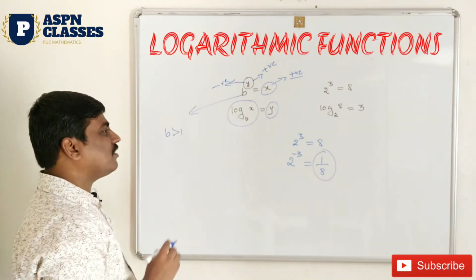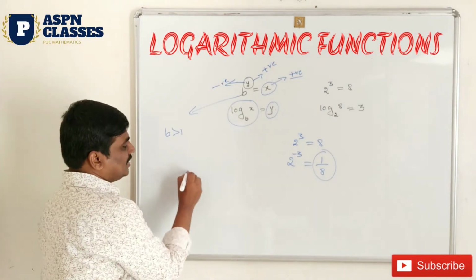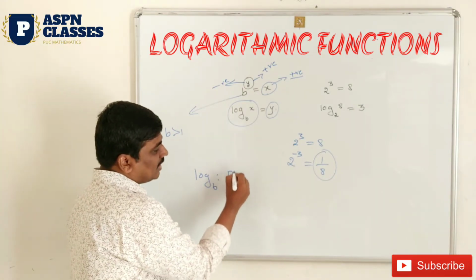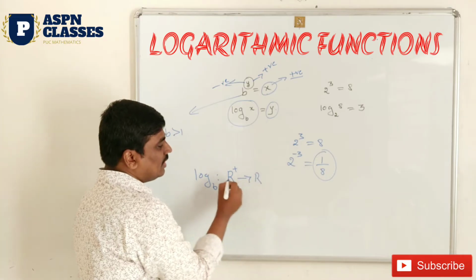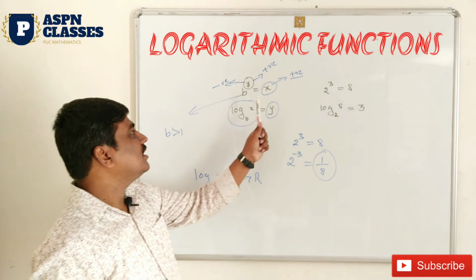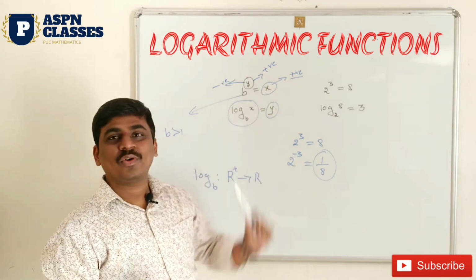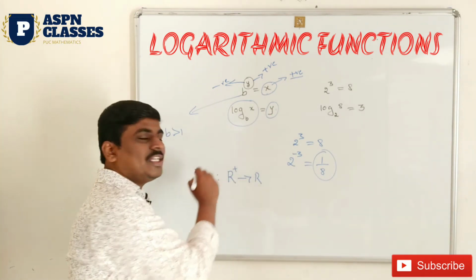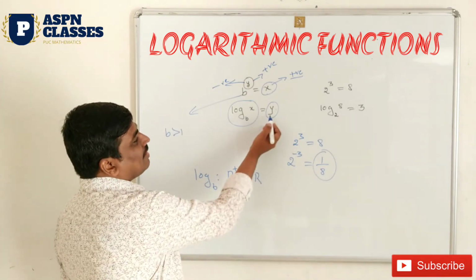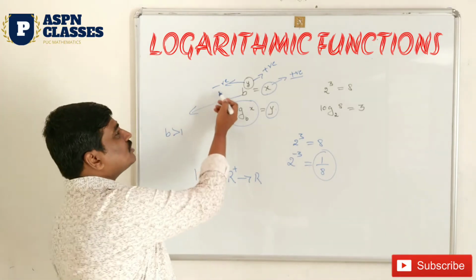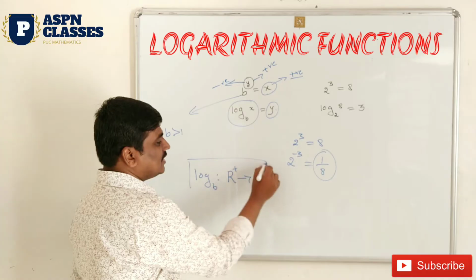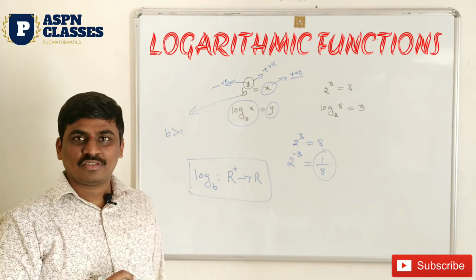Okay, so logarithmic functions you have to define: log with base b, you take r plus as your domain. So r plus means this x is always a positive real number, and here the range is what? R, it means the y value can be any number, positive or negative, no problem. So this type of result is considered a logarithmic function.